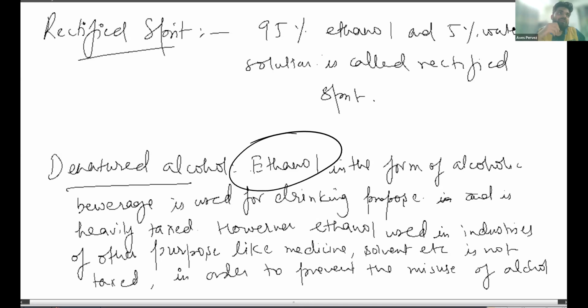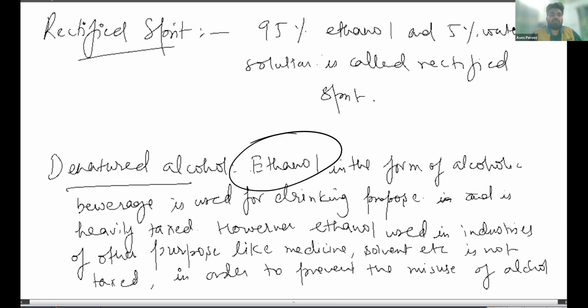The government charges extra excise duties or heavy tax on the alcohol that is used for drinking purposes. If it were cheaper and available at a lower price, there would be more and more consumption. So in order to prevent extra consumption, the government applies special excise duties, and these drinking alcohols are heavily taxed.